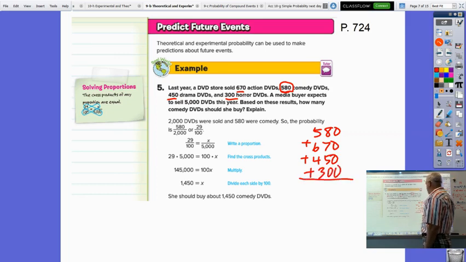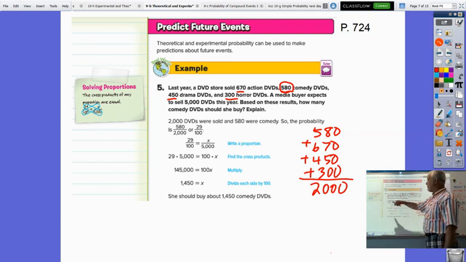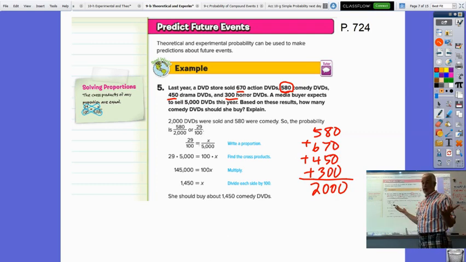They didn't tell you what the total was, okay? So you have to add it up yourself, and this comes out to 2,000, right? So 580 out of 2,000 were comedy DVDs before. You could simplify this if you want to, although there's really no reason to if you're going to use a calculator, okay? So now we set up a proportion, right?